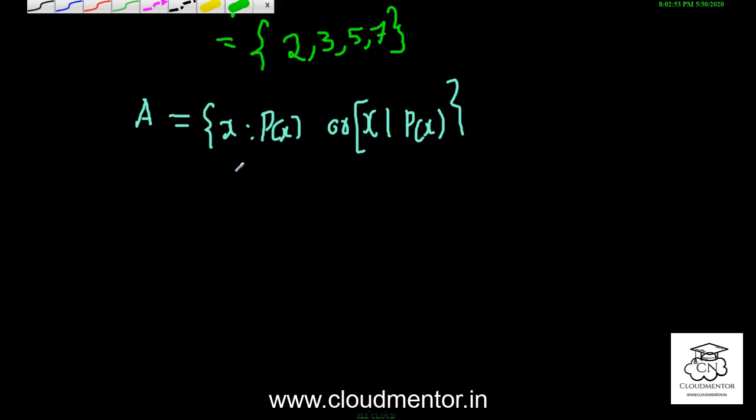And it is read as the set of all elements x such that x has the property p of x. The symbol colon or this bar represents "such that." This method is also known as the rule method or property method. So what was that? This is the set builder form.